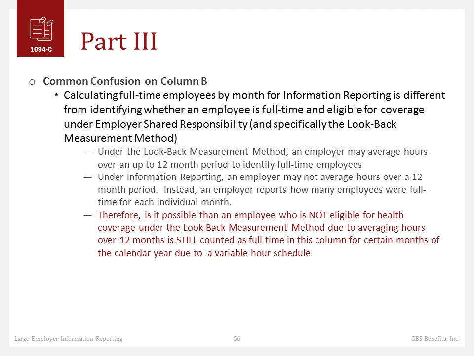Under the look-back measurement method, an employer may average hours over an up to 12-month period to identify full-time employees. However, under the information reporting, an employer may not average hours over a 12-month period. Instead, an employer reports how many employees were full-time for each individual month, meaning 130 hours or more worked or hours of service in that month. Therefore, it is possible that an employee who is not eligible for health coverage under the look-back measurement method due to averaging hours over 12 months is still counted as full-time in this column for certain months of the calendar year, due, for example, to a variable hour schedule.